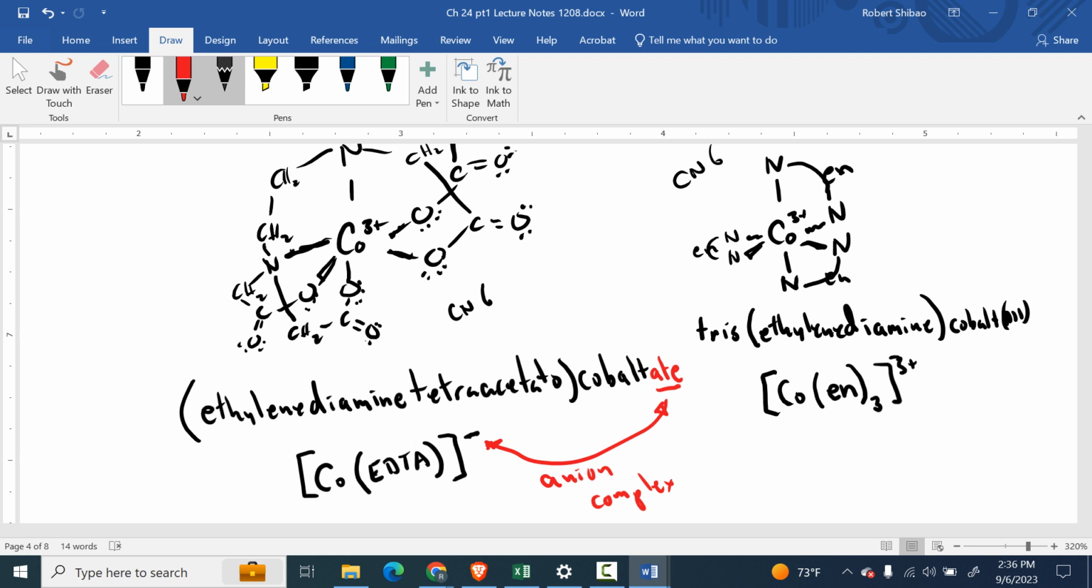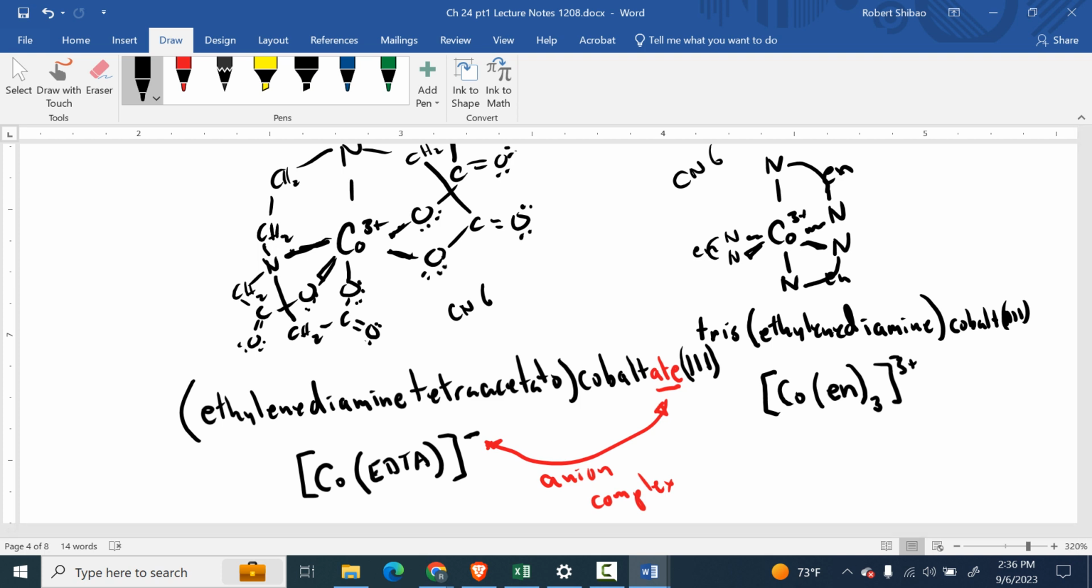And so if I see cobaltate, then I know we're dealing with an anion complex, and it's going to be cobaltate. And the cobalt is actually +3. And so when I say an anion, it comes from adding up all the charges. And so this is called ethylene diamine tetraacetate cobaltate 3. We do something even funnier.